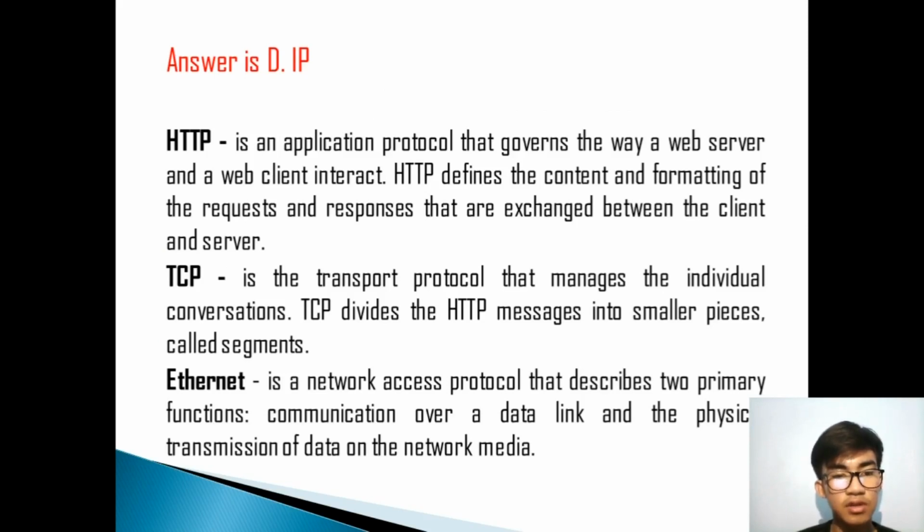So to define the other three choices, HTTP is an application protocol that governs the way a web server and web client interact. HTTP defines the content and formatting of the requests and responses that are exchanged between the client and server. TCP is a transport protocol that manages the individual conversations. TCP divides the HTTP messages into smaller pieces called segments. Ethernet is a network access protocol that describes two primary functions: communication over a data link and the physical transmission of data on the network media.